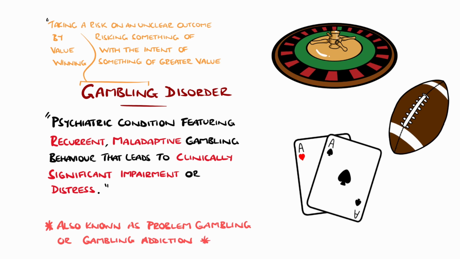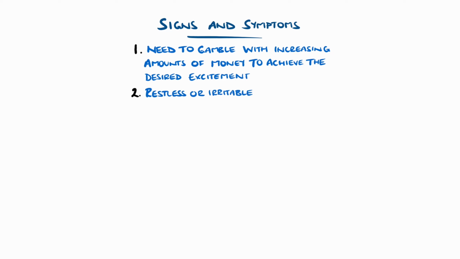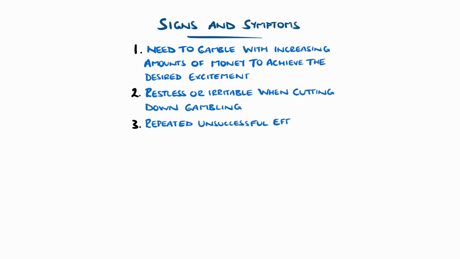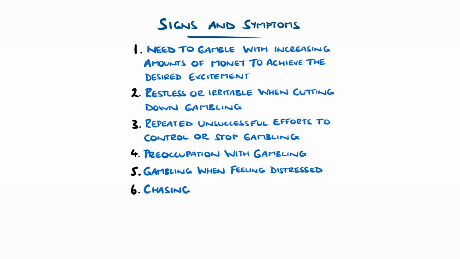There are 9 core features of the disorder, including a need to gamble with increasing amounts of money in order to achieve the desired excitement, being restless or irritable when attempting to cut down or stop gambling, making repeated unsuccessful efforts to control or stop gambling, a preoccupation with gambling, for example, having persistent thoughts of reliving past experiences, planning the next venture, or thinking of ways to get money with which to gamble, gambling when feeling distressed, chasing one's losses, meaning after losing money, returning in an attempt to get even.